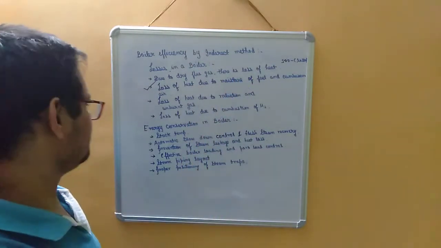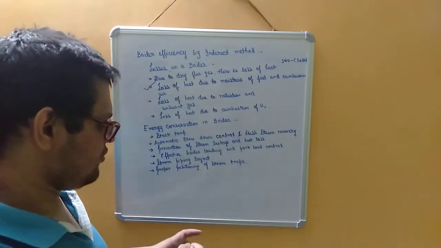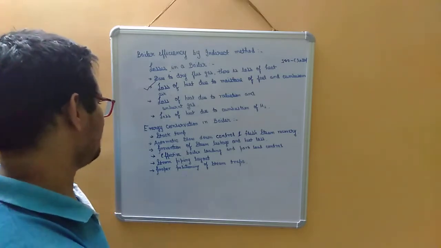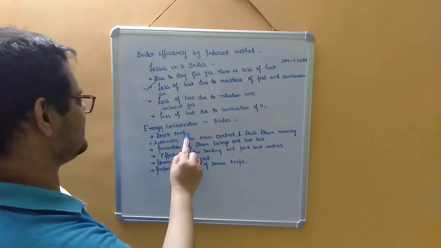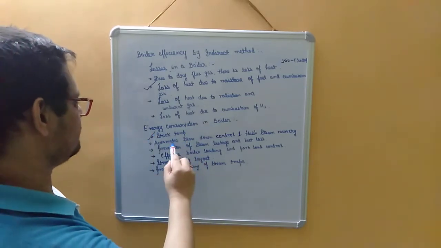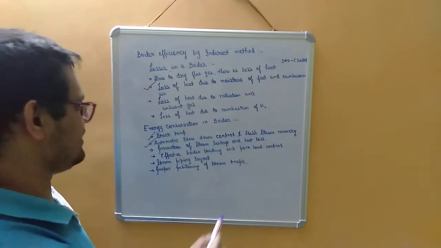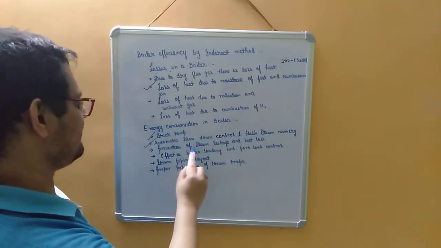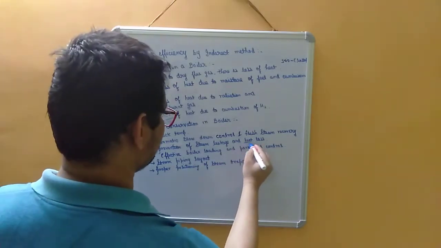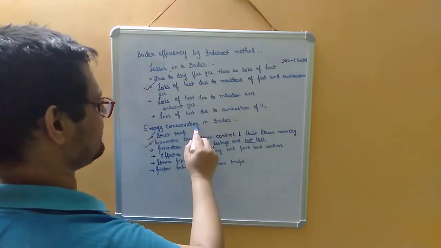So now we come to the energy conservation opportunities in a boiler. How can we save a boiler, or how can we increase the life of a boiler? First is the stack temperature. We have to maintain the stack temperature of the boiler. Then other is automatic blow down control and flash steam recovery. And other is the prevention of steam leakage and heat loss. This is a very important step or opportunity to do energy conservation in a boiler.